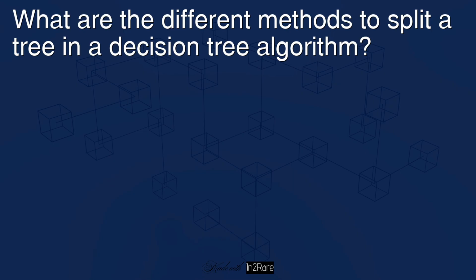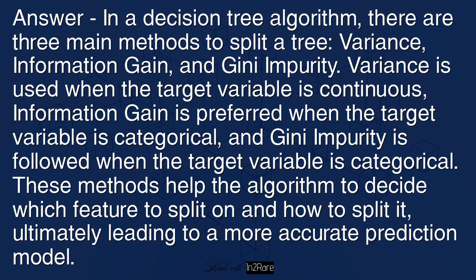What are the different methods to split a tree in a decision tree algorithm? Answer: in a decision tree algorithm, there are three main methods to split a tree: variance, information gain, and Gini impurity. Variance is used when the target variable is continuous, information gain is preferred when the target variable is categorical, and Gini impurity is followed when the target variable is categorical. These methods help the algorithm to decide which feature to split on and how to split it, ultimately leading to a more accurate prediction model.